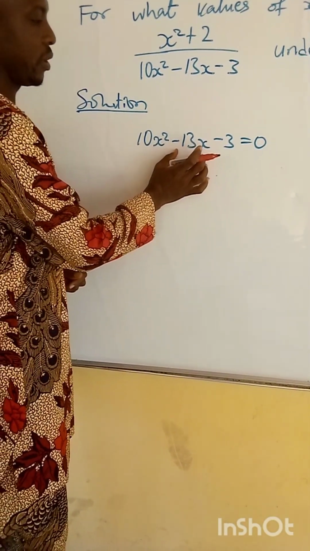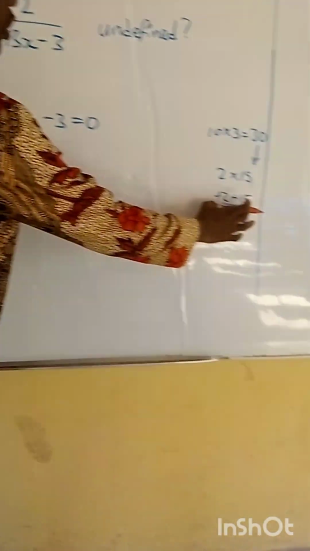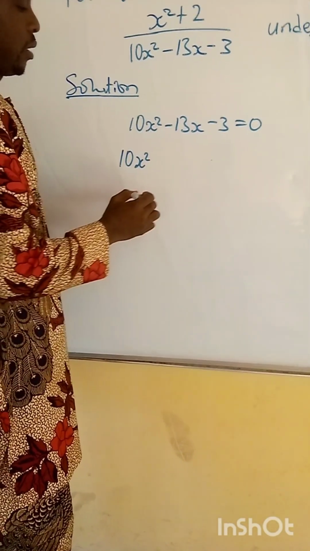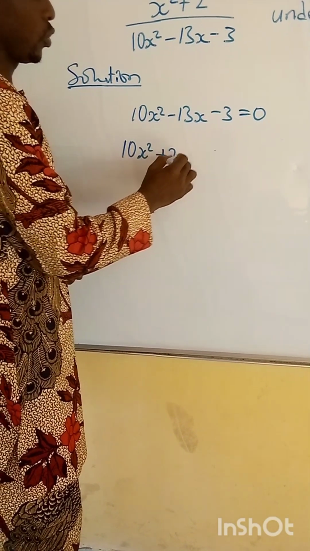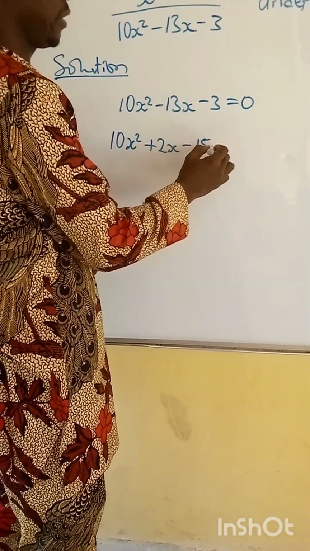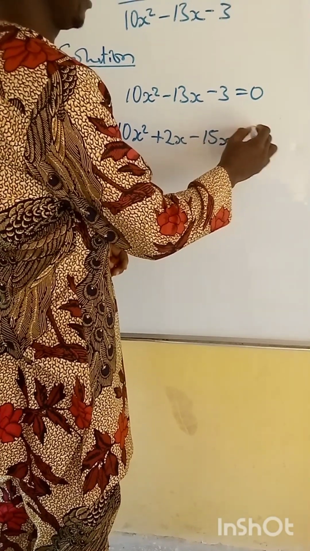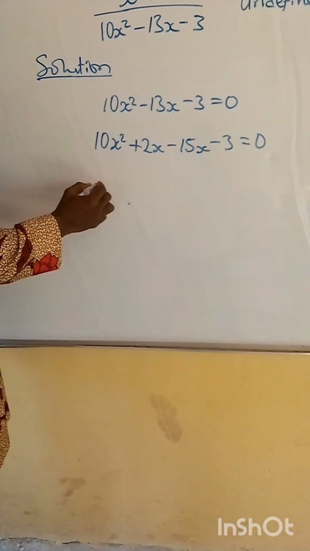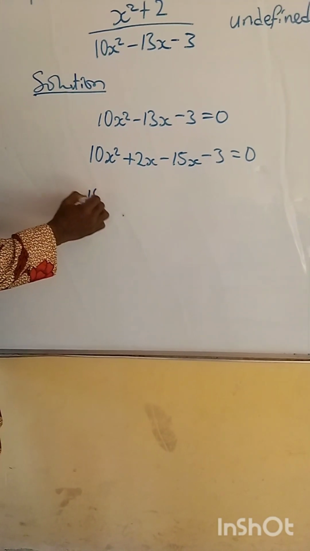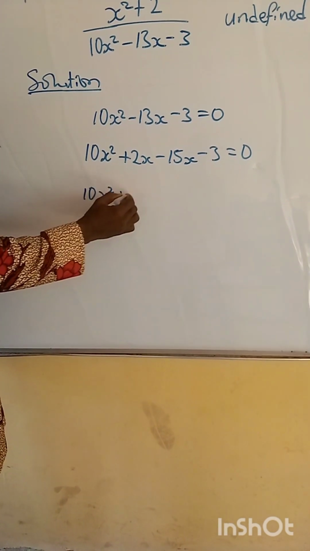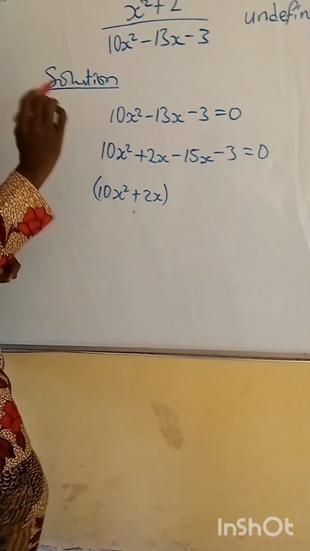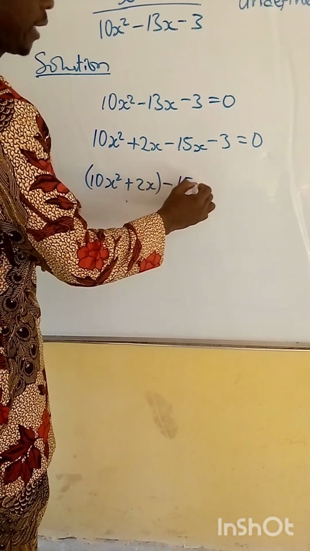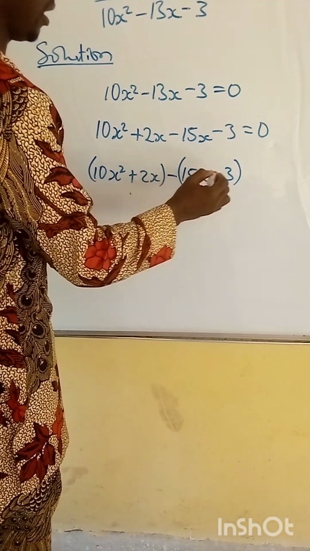So we replace minus 13 with plus 2 and minus 15. So the equation becomes 10x squared plus 2x minus 15x minus 3 equal to 0. So we group this equation into 2 groups. 10x squared plus 2x will be in one bracket, minus 15x minus 3 will be in another bracket.